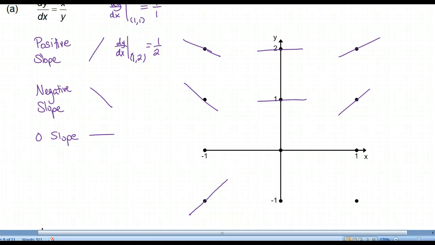This one ends up being 0. Oops, pretend I went through the point. And this one ends up being 1 over negative 1, so that looks the same as the one over here. This is fun. And that's your slope field.